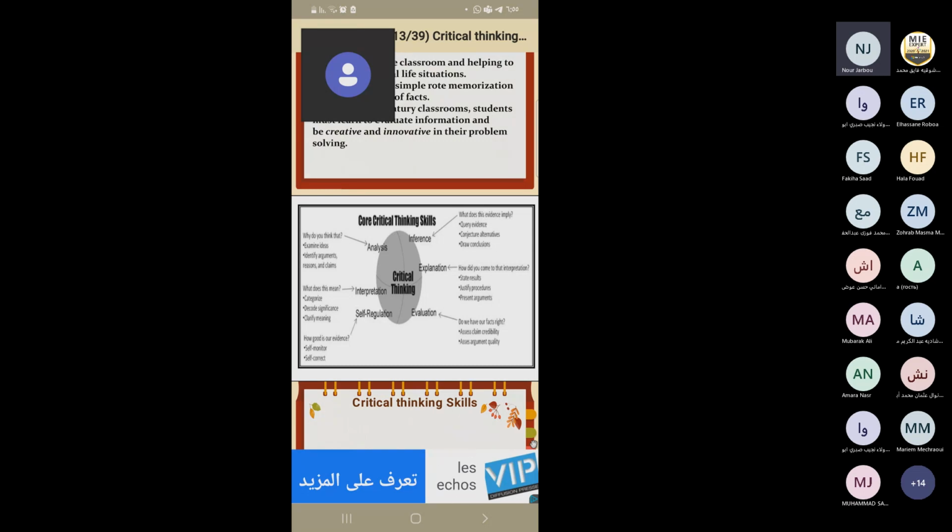Please think with me. What are the strategies or techniques we can use to enhance this sub-skill? For example, interpretation. What activities can you use with your students to enhance interpretation? When you ask students to comprehend the meaning of situations or data or events, do you have any activity or strategy that enhances this sub-skill, interpretation? For example, when we have some words to categorize or classify into two or three categories, this is interpretation.